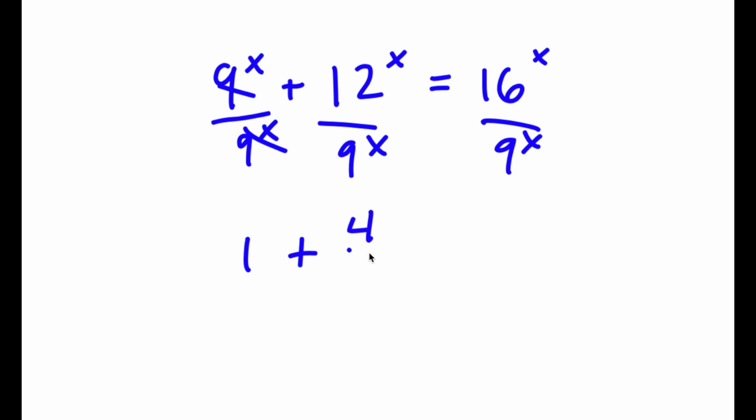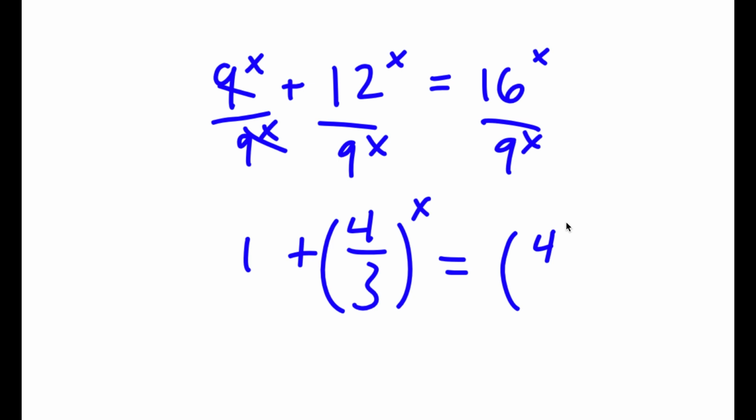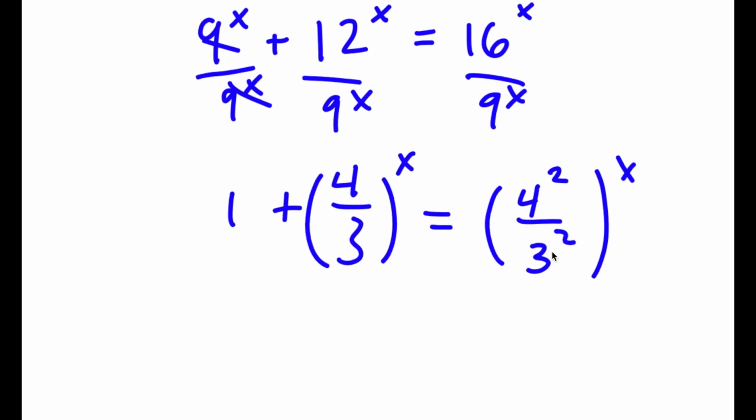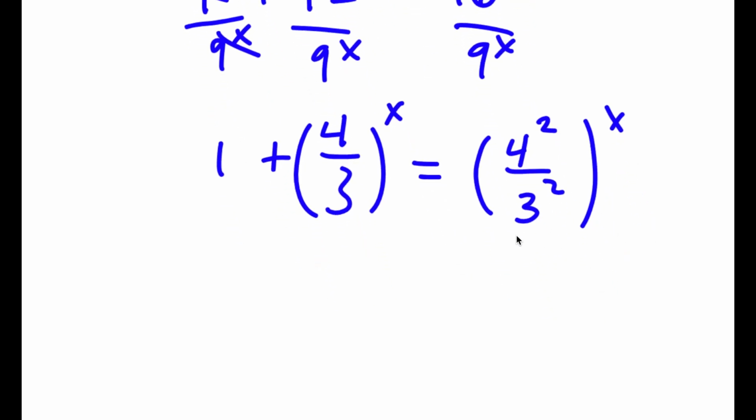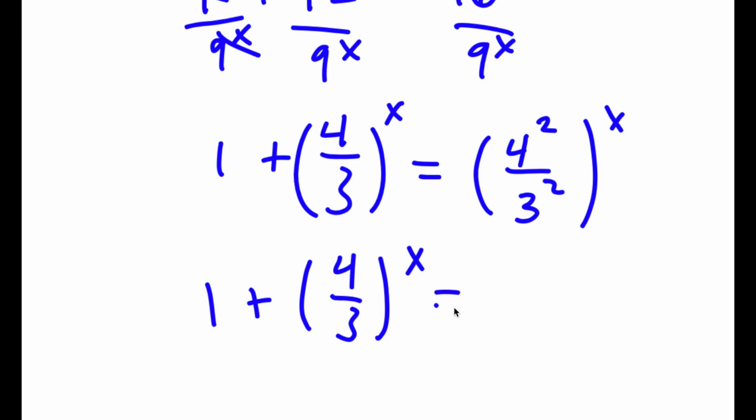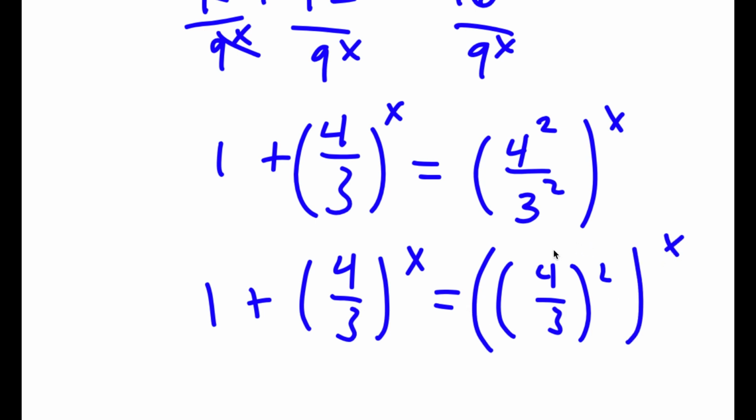to 4 over 3 to the power of x. And 16 over 9, which simplifies to 4 squared over 3 squared to the power of x. Now, this is the same thing as 1 plus (4 over 3) to the power of x is equal to (4 over 3) squared to the power of x.